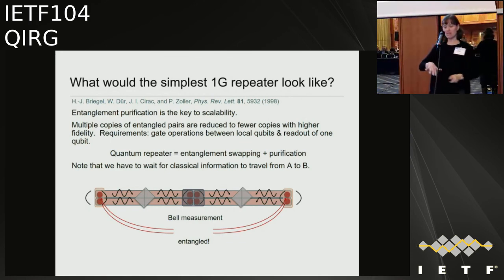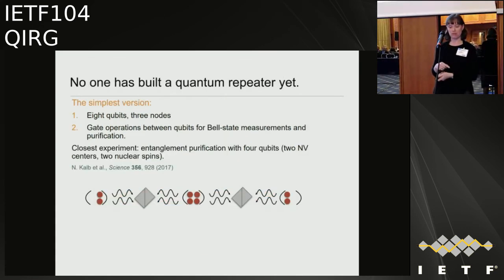So in a nutshell, a repeater is entanglement swapping plus purification. We have to wait for classical information to travel. And the simplest version would be what I've sketched here, 8 qubits, 3 nodes, and you need these gate operations. So nobody's done it. That's what you should take away. People are working really hard.